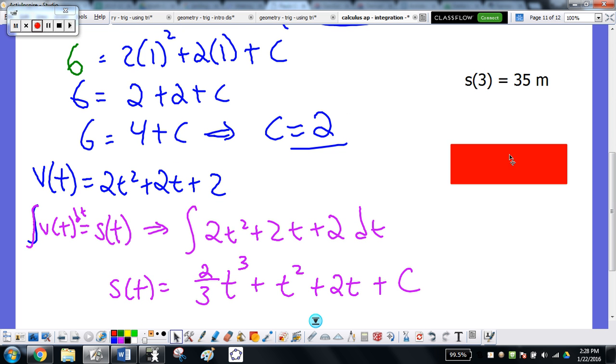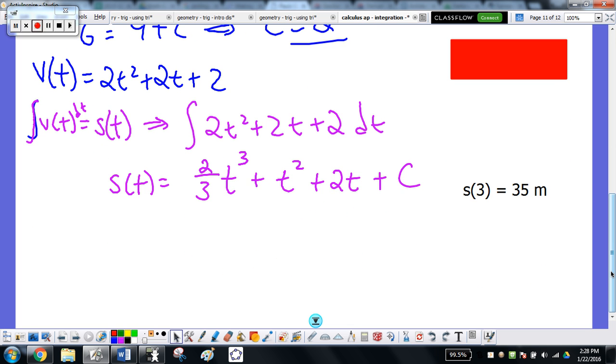Additional information is, so at this particular time, at 3 seconds, I believe it was seconds, our position is 35 meters, meaning after 3 seconds ticking along, our car is 35 meters from its starting point or on the track or what have you, right? 35 meters along. Okay, well, that's going to help us, isn't it? As you can probably see.